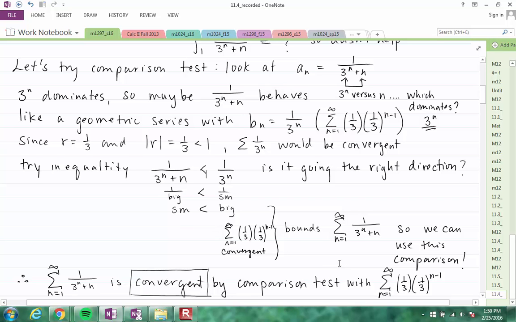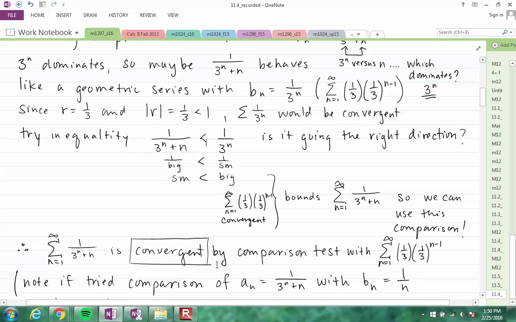That's our conclusion. It's good to write what test overall you're using, especially if you didn't mention it before this. So this was by the comparison test. And then also, what is your b sub n that you were using, or what is the series to which you're comparing. So that was example 1a.